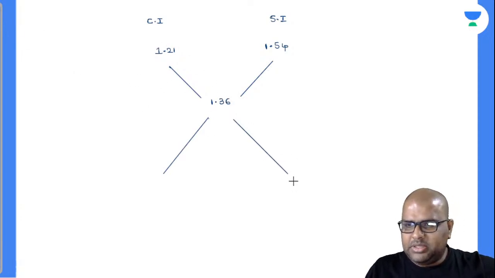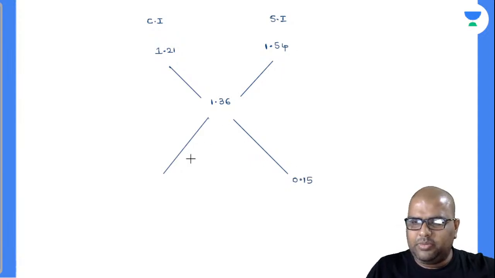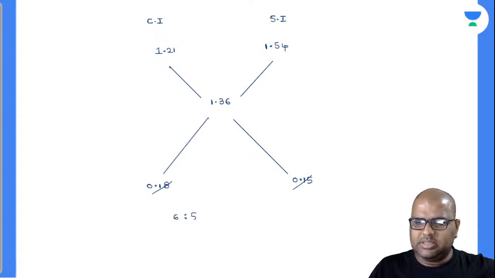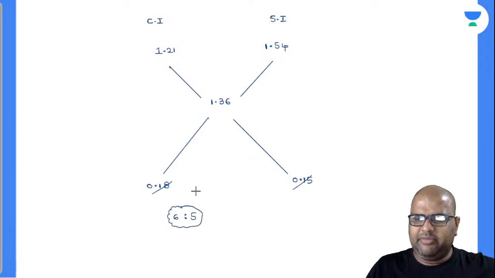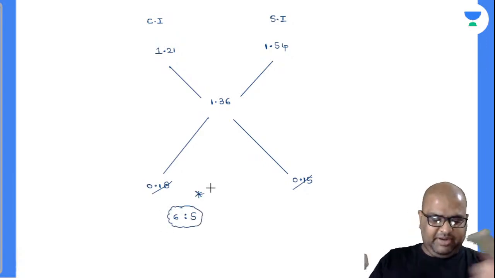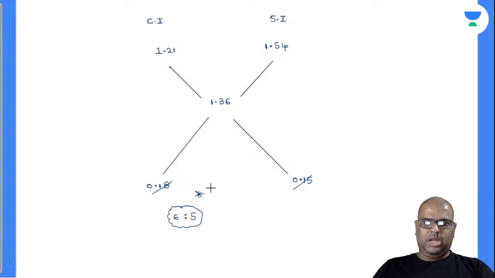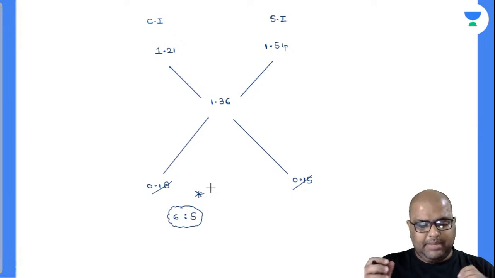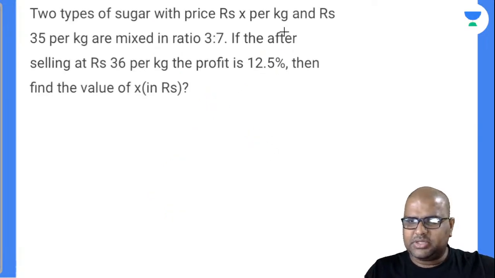1.36 is higher than 1.21, so this will be 0.15. This will be 0.18, as 1.54 is higher. So automatically see here the ratio values, it is 6:5. I need not write down any equation. When there are two variables, I can use the alligation rule to solve the question very easily, and I've done it perfectly here. I hope I am clear regarding this. Use the same technique of alligation rule and solve this question.